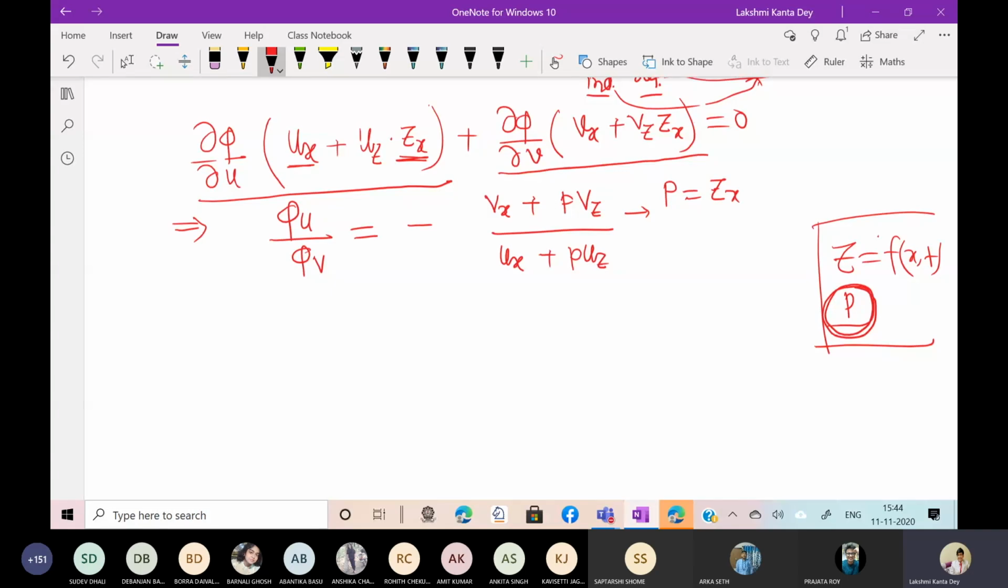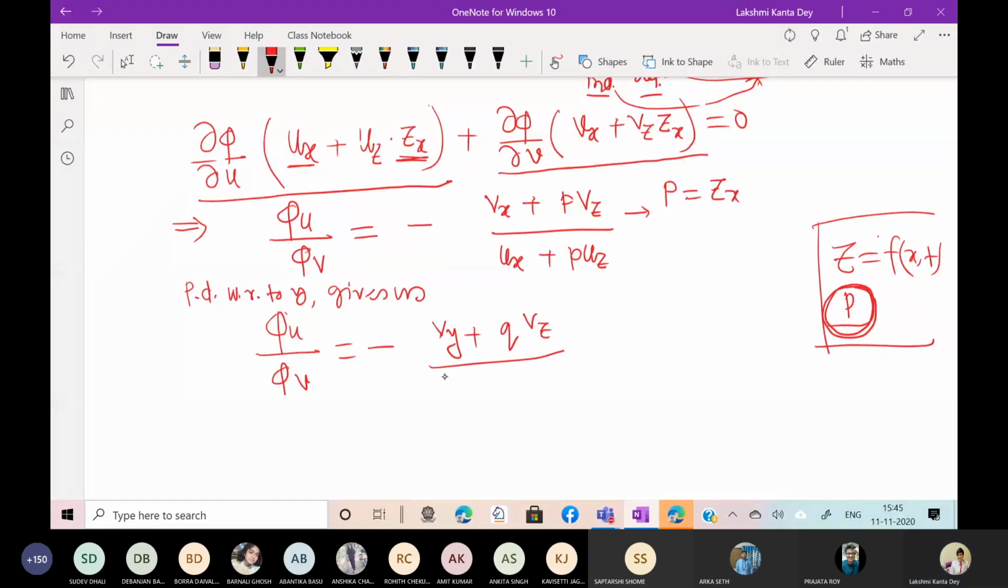Okay. Still, another way of differentiation is there. We can differentiate partially with respect to y. So what happens? Partially differentiating with respect to y gives us phi u by phi v equal to minus vy plus q vz, instead of vx, and in the denominator uy plus q uz. Okay, so this is your number 2. You can say this is number 3. Number 1 is the first one.